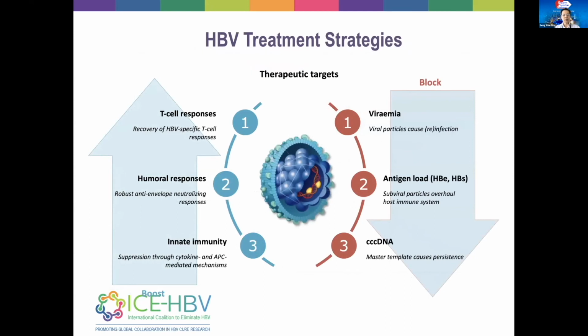So just to summarize what I've been telling you about, basically you need drugs that block the virus, reduce the viremia, reduce the antigen load, and remove the virus, or silence the virus mini chromosome inside the nucleus of the cell. At the same time, boost immune responses either through innate immunity, humoral immune responses, which are the antibodies, and the T cell responses to clear the virus.